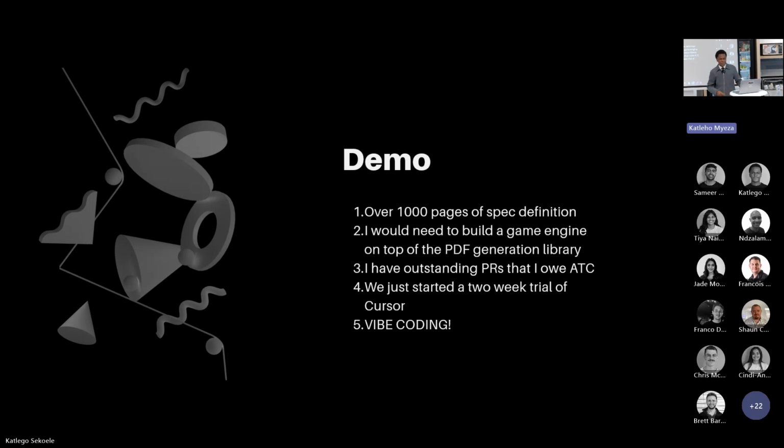Two, I'll then need to build a game engine on top of the PDF generation library. And then three, I have outstanding PRs that I owe ATC. But then four dawned on me, which is that we have a 2-week Cursor trial. And yeah, I was going to use that, of course. And with a Cursor trial comes number 5, I can just vibe code the whole thing. So that's what I will be showing now. Quick little demo.